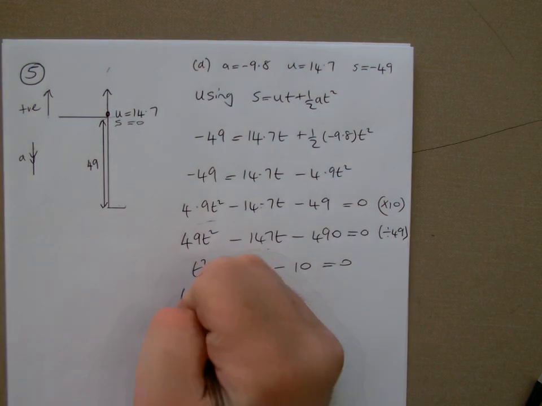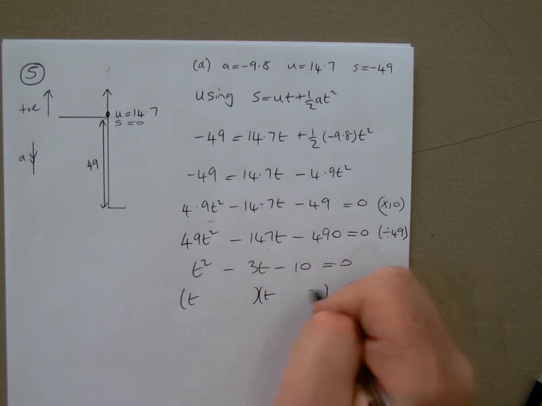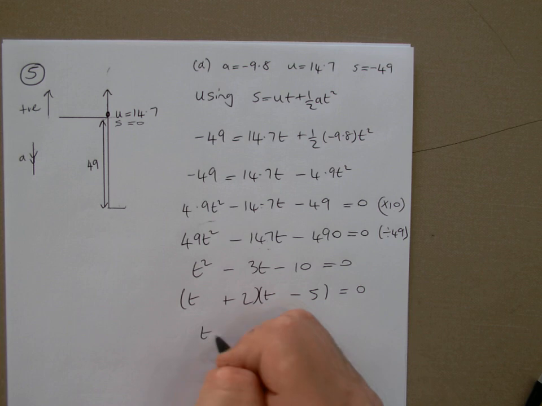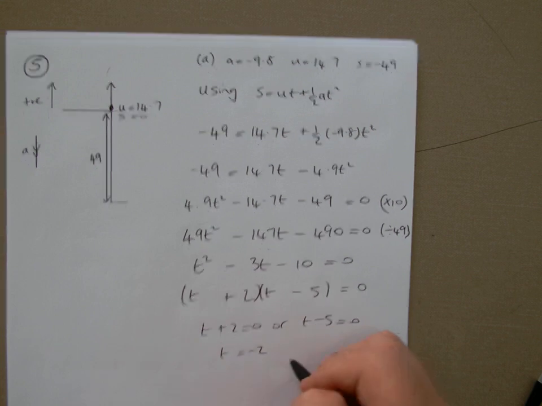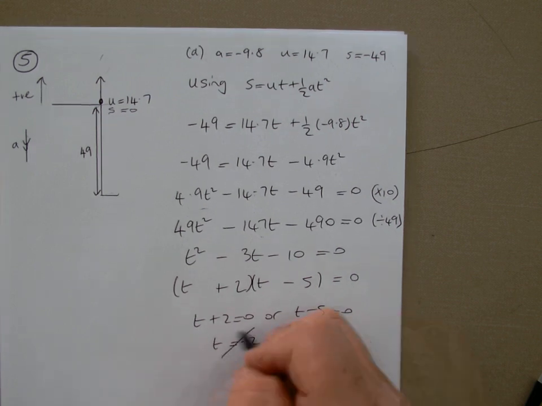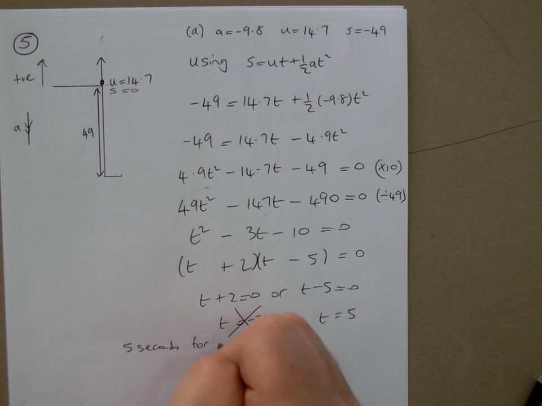So two brackets then, t in both, 5 and 2, minus there and a plus. Then you've got t plus 2 equals 0, or t minus 5 equals 0, so you've got t equals minus 2, which is impossible for time, so t equals 5. So that one is discounted, so it'll take 5 seconds for it to reach the bottom.